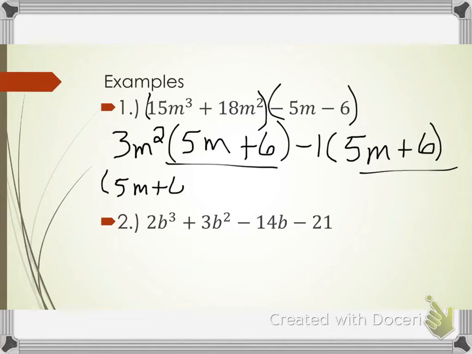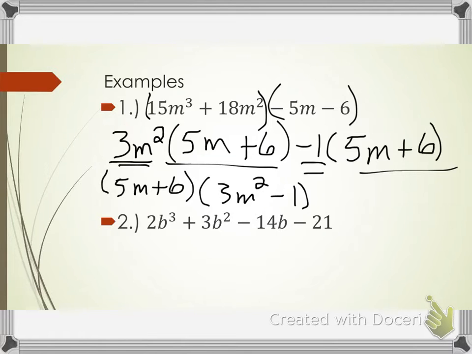So that's one of my factors. Anyone know what my other factor is going to be? Negative 1. Not just negative 1. It's going to involve 3m squared and negative 1. I just put those together to get 3m squared minus 1.